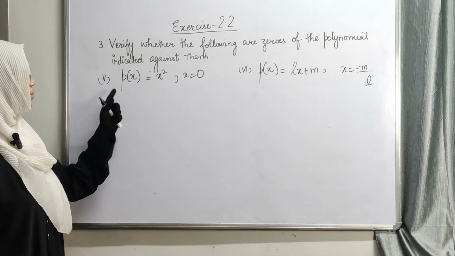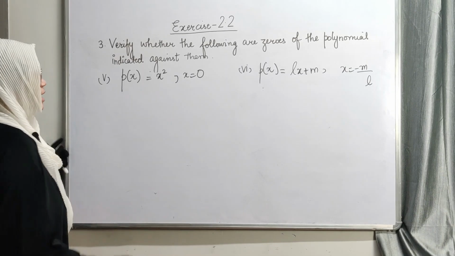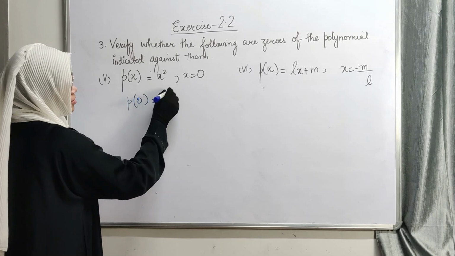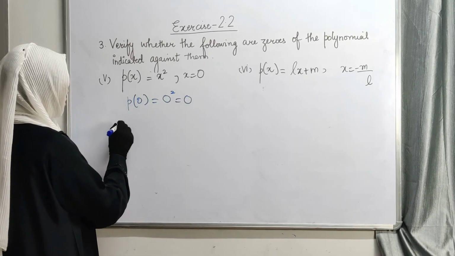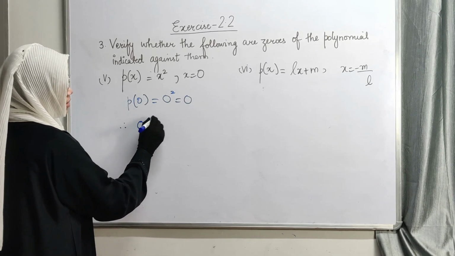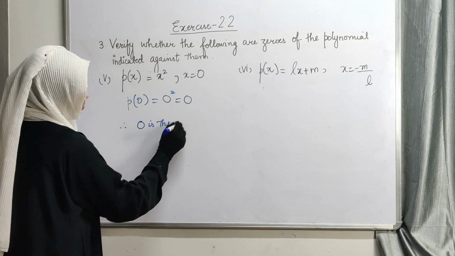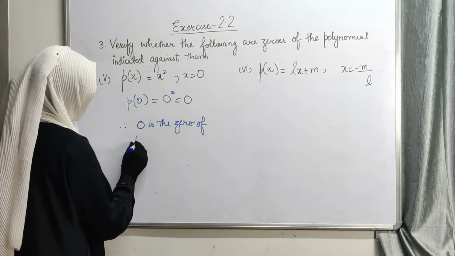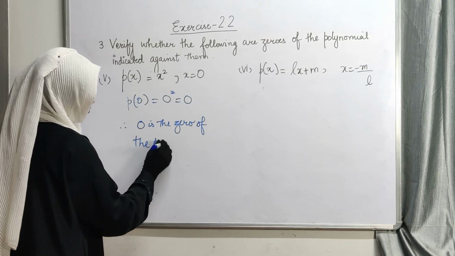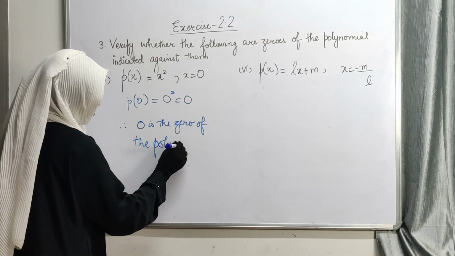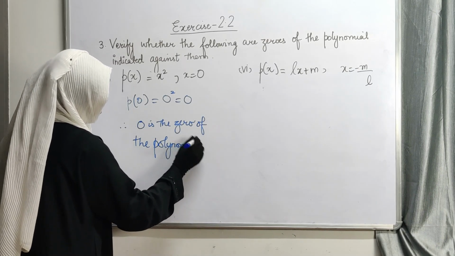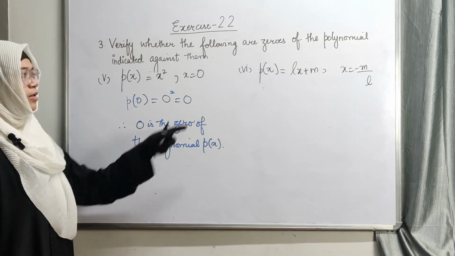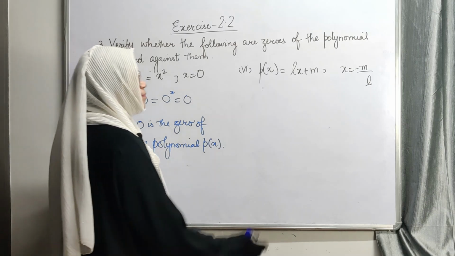What is our fifth part? p(x) equals x square, at x equals 0. p(0) is 0 square, which is equal to 0. Therefore, 0 is the zero of the polynomial p(x). Now let's move on to the sixth part.